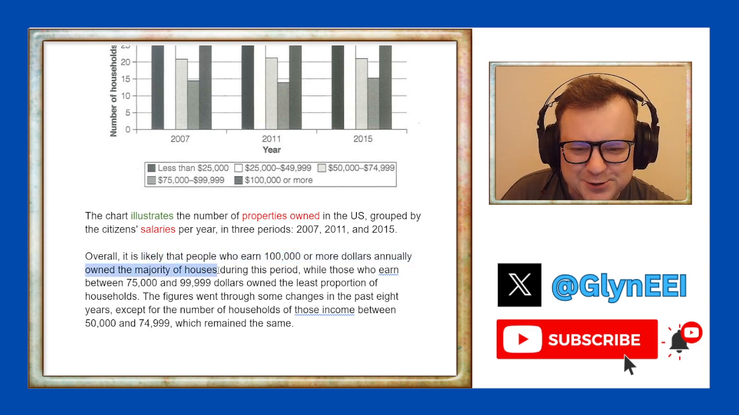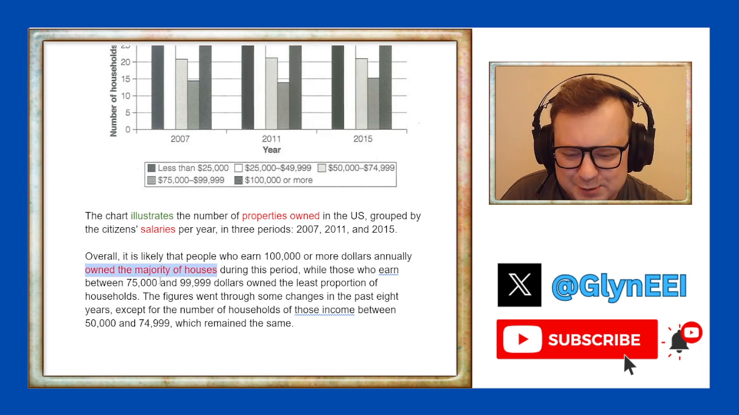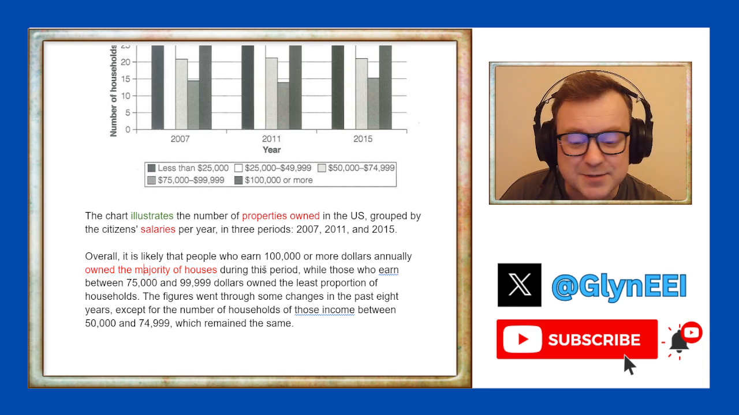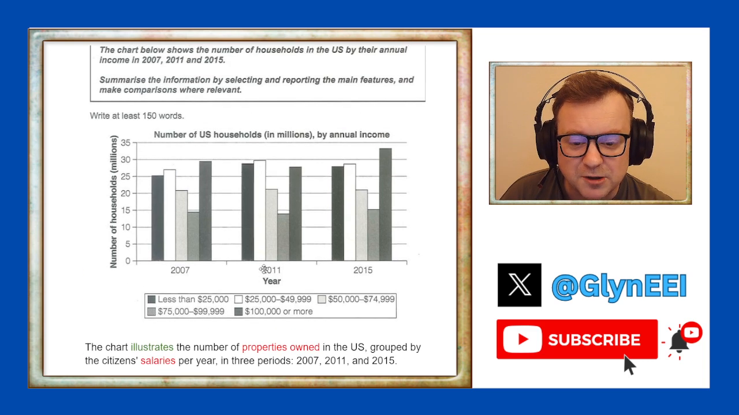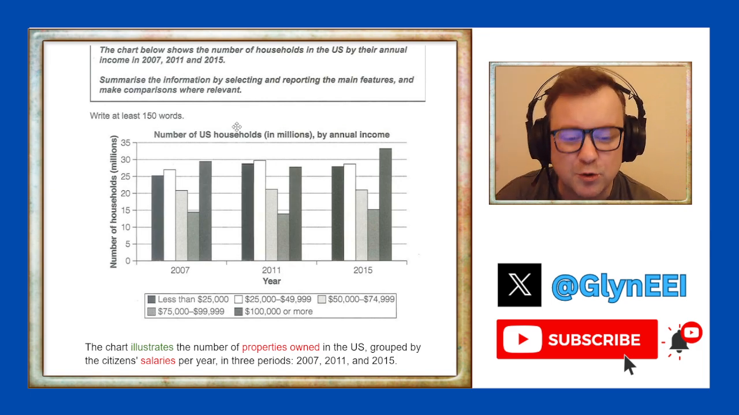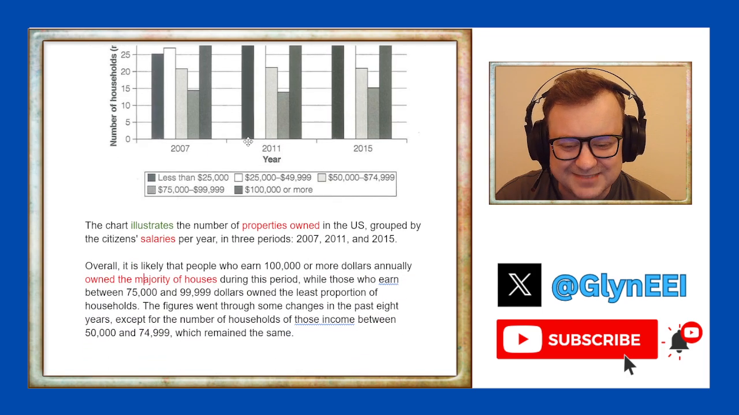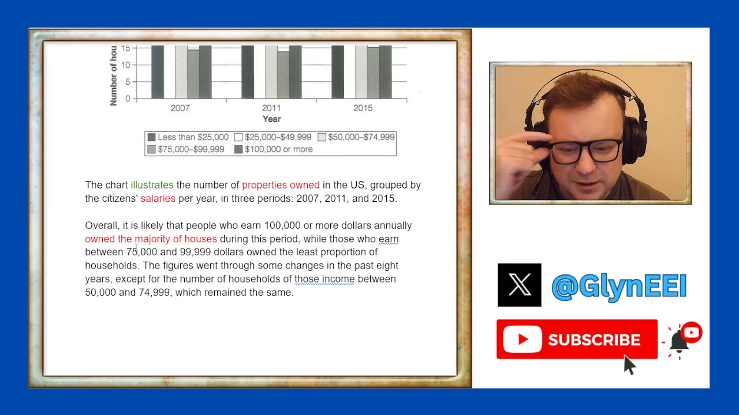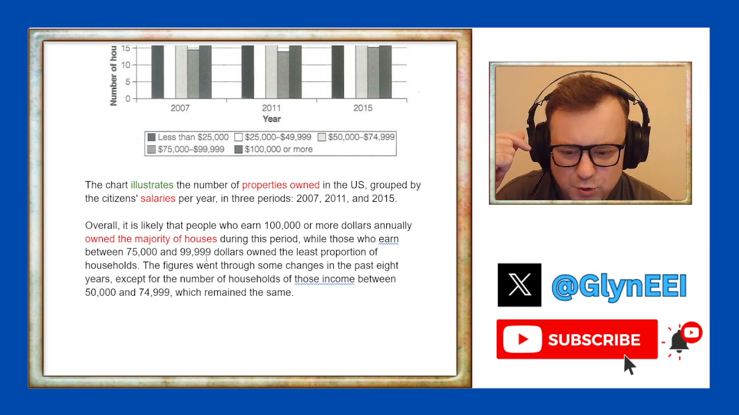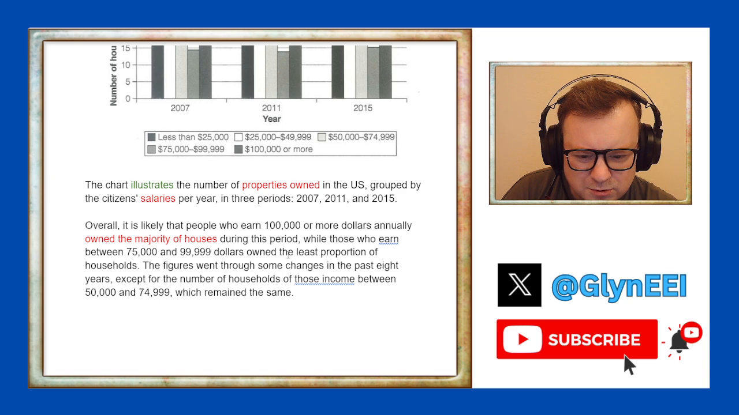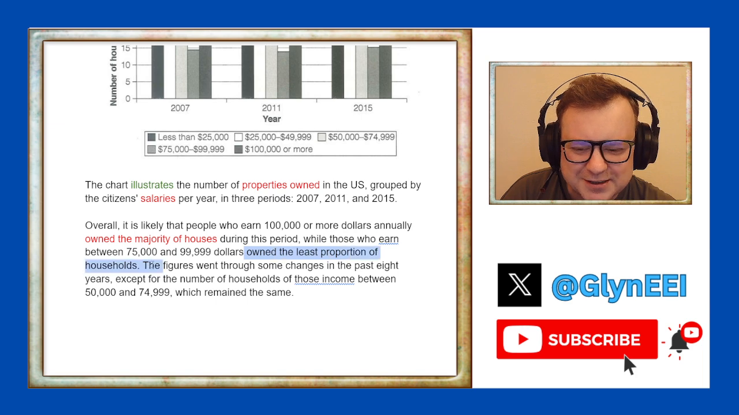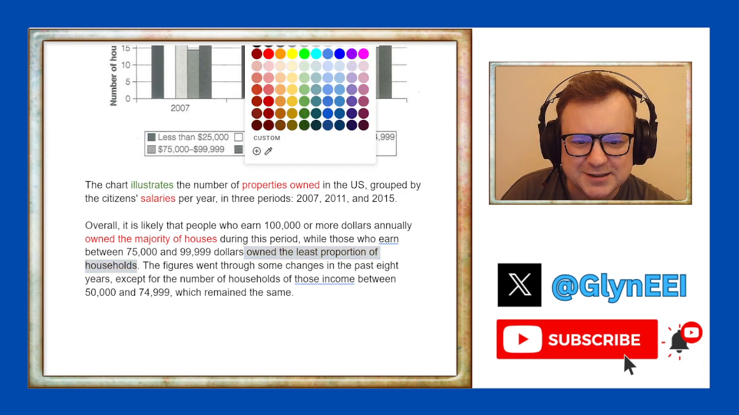No, this isn't about ownership. Oh, no. Sorry, it happens. Sometimes it's very unfortunate. I blame the IELTS people for making this question, because if you don't know the word households, then it's possible that you will not be able to get a good mark at all. It's unfortunate. So it's not about owning the majority of houses. While those who earn between 75 and 100 dollars owned the least proportion. Again, it's not about owning. You can't own a household. You can own a home, but you can't own a household.